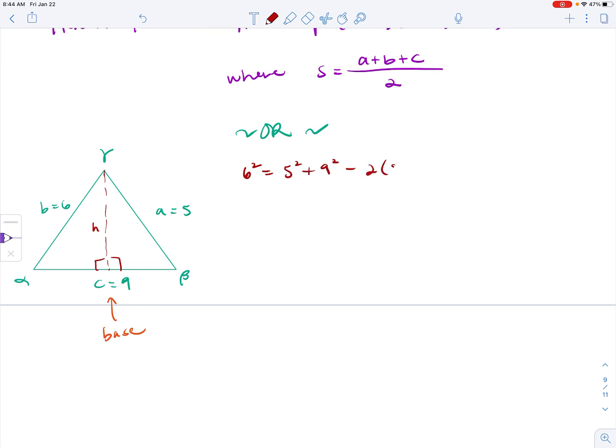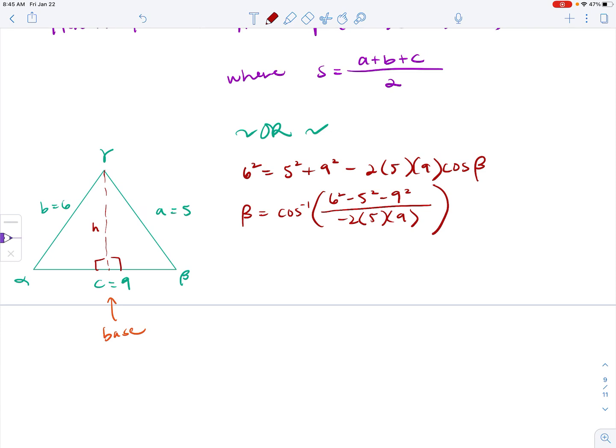Okay, so if I'm finding beta, that's 6 squared equals 5 squared plus 9 squared minus 2 times 5 times 9 times cosine of beta. So beta is inverse cosine of 6 squared minus 5 squared minus 9 squared divided by negative 2 times 5 times 9. And store that in your calculator. And the approximation of that would be 38.942 degrees, although we don't really need the approximation.